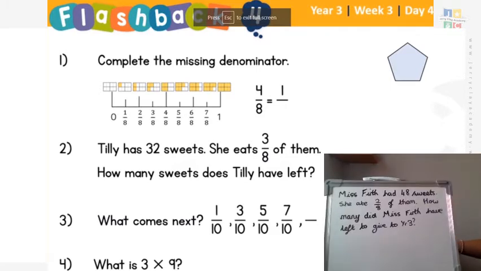Okay, so I'd like you to have a go at doing this one on a piece of paper now. So, Miss Faith had 48 sweets. She ate 2/8 of them. How many did Miss Faith have left to give to year 3? So very similar to the question we've just done.